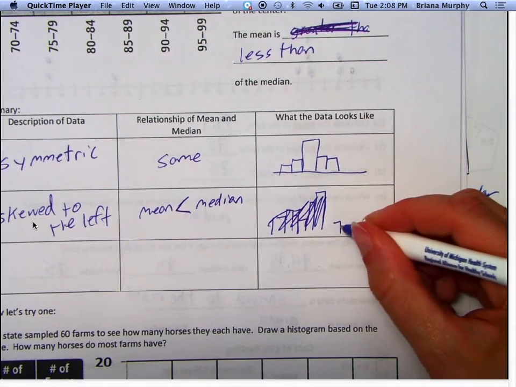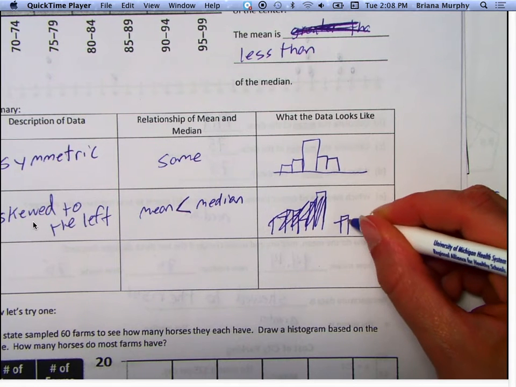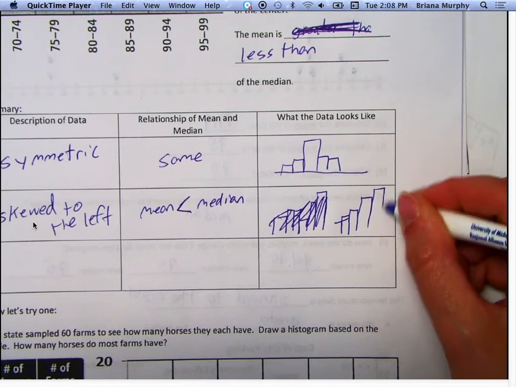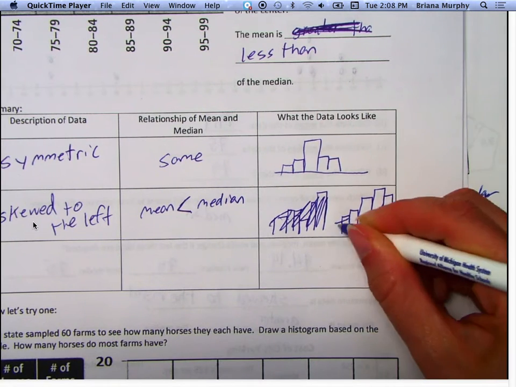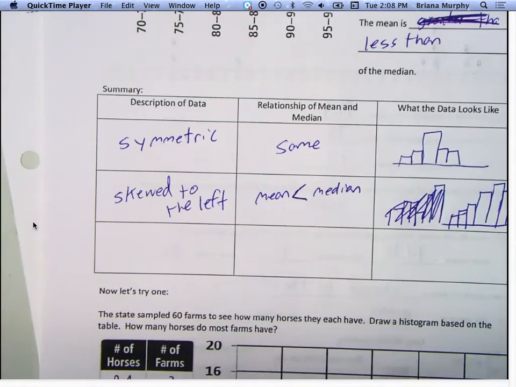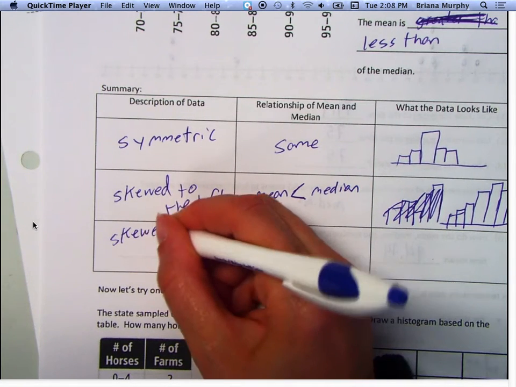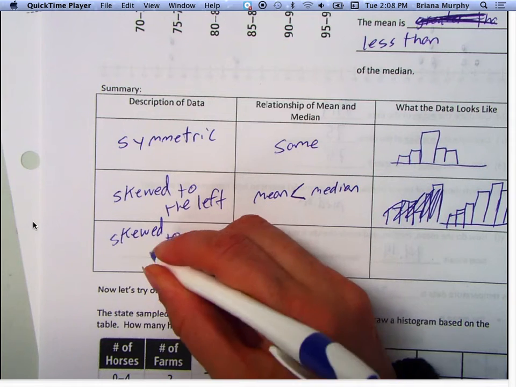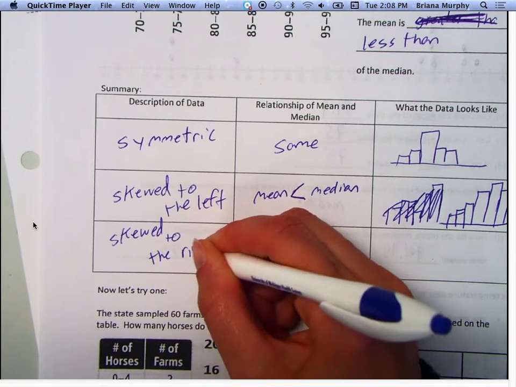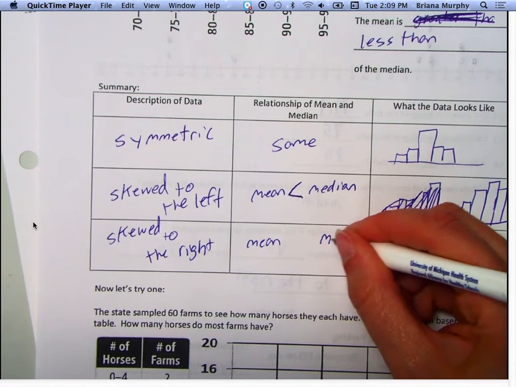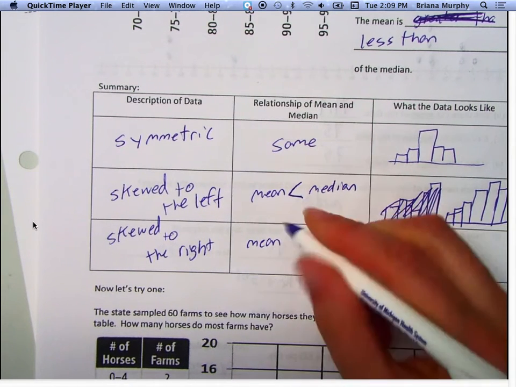Just do the graph. It just gets bigger as it goes to the right. Okay. Skewed to the right. And if we have the mean and we have the median, goes this way.